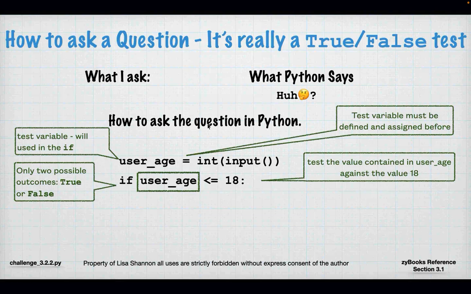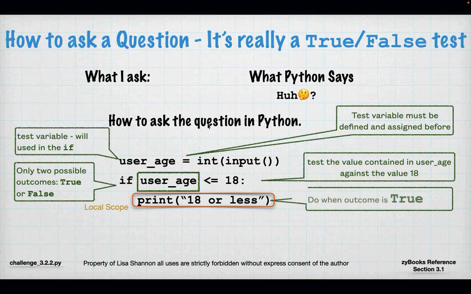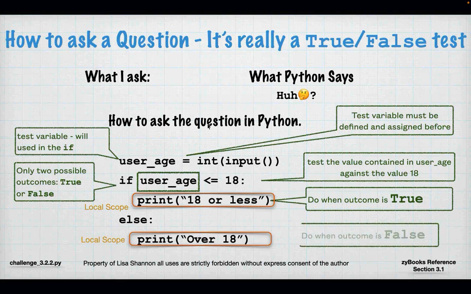And we've seen with 3.2.2, when we were just looking at it in PyCharm, how that behaves. I'm going to either print 18 or less, which is in the local scope, or I'm going to print over 18, which is in the local scope of the else statement. Now, if and else are related simply by being if and else. So you have to remember that when you are writing your branches.